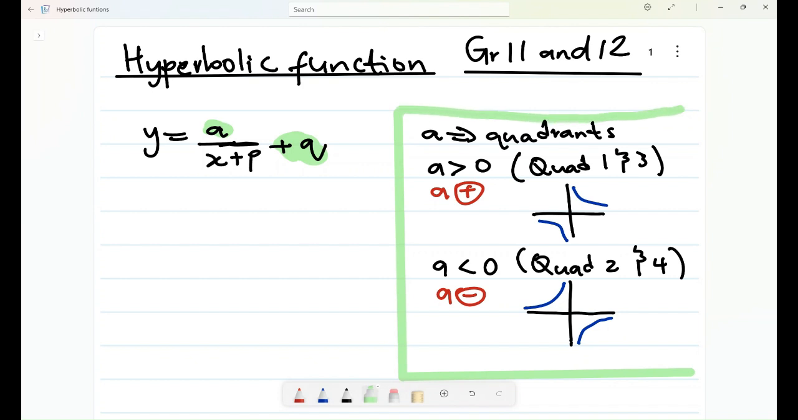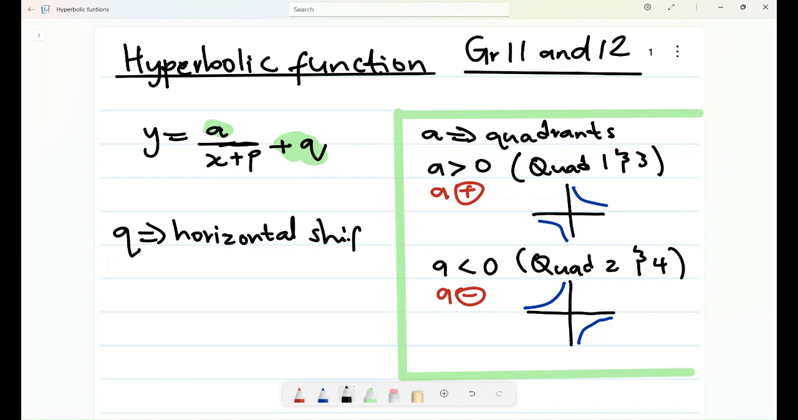Let's go to the value of Q. What is Q? We know Q is our vertical shift, horizontal shift rather. It means if the value of Q is greater than 0, which is positive, it shifts up. I know I'm saying horizontal, but how does it shift up? Remember, it is the horizontal asymptote.